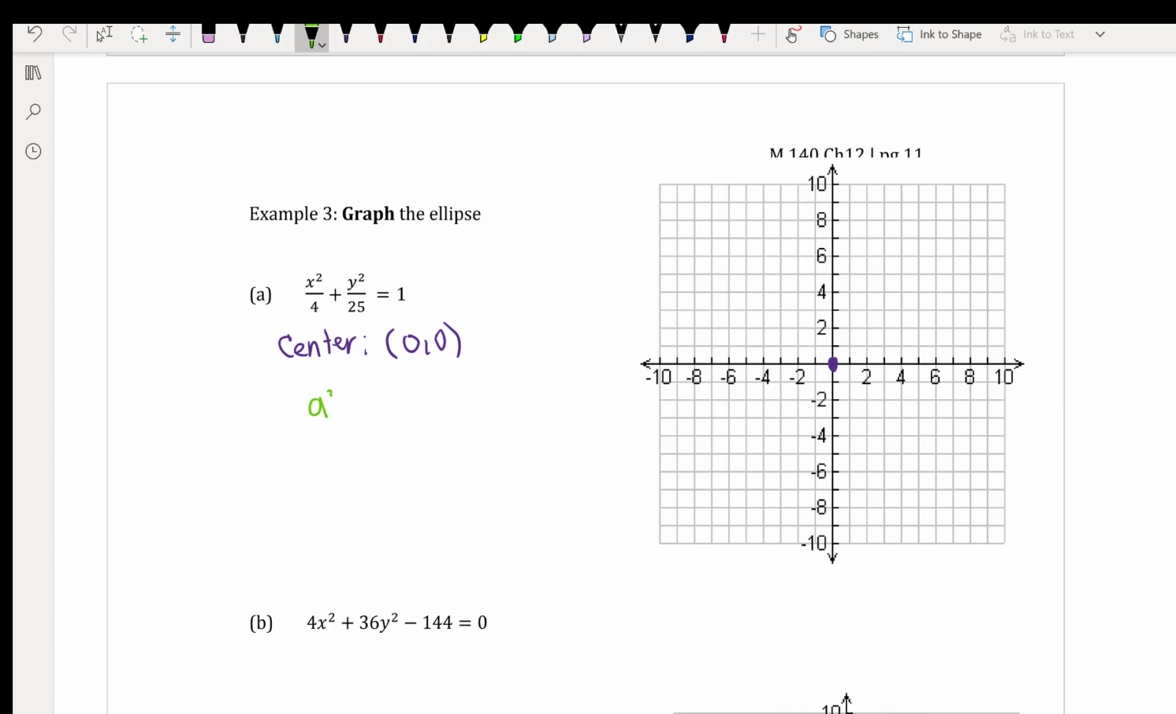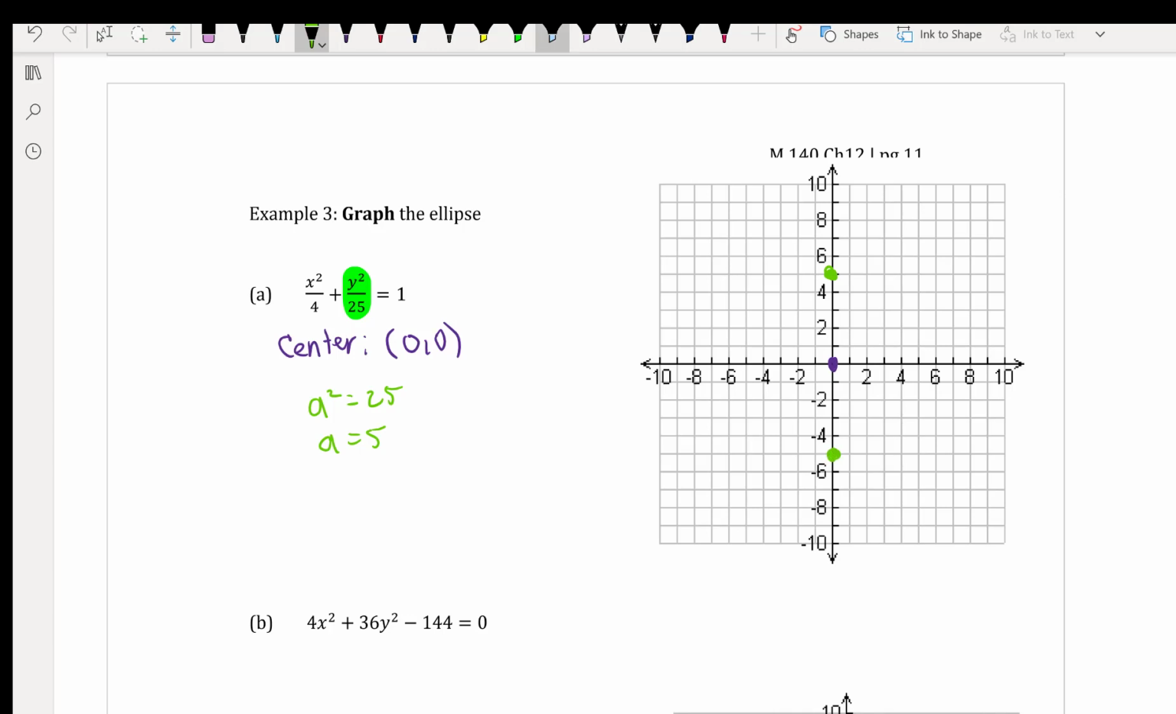And I also have that my a squared value, remember it's always the biggest value, which would be 25. So my a is equal to 5. So here it's along the y-axis. So along the y-axis, that's where it's going to stretch out. So from the center, I'm going to go up 5. And from the center, I'm going to go down 5.